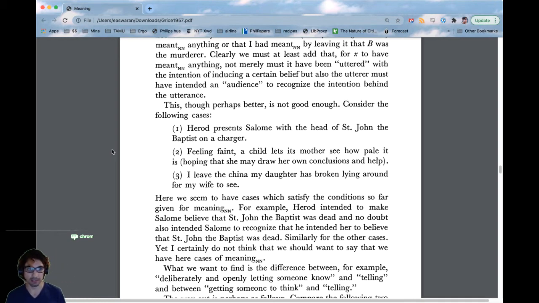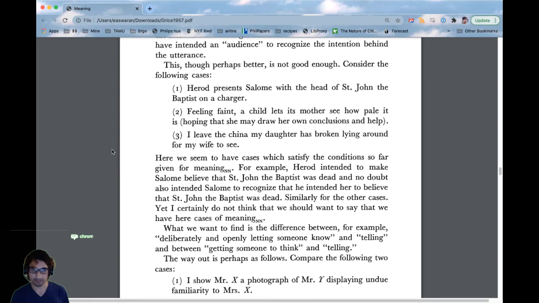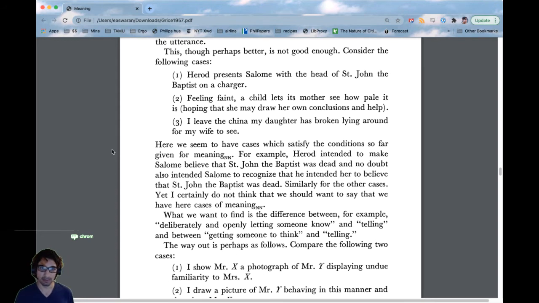Consider the following cases. 1. Herod presents Salome with the head of St. John the Baptist on a charger. So this is a famous story from the Bible. Salome, well, she had a complex relationship with John the Baptist, but eventually she wanted him dead, and her father Herod presents her with the head and shows her and causes her to believe he's dead. Second, feeling faint, a child lets its mother see how pale it is, hoping that she may draw her own conclusions and help. 3. I leave the china my daughter has broken lying around for my wife to see.